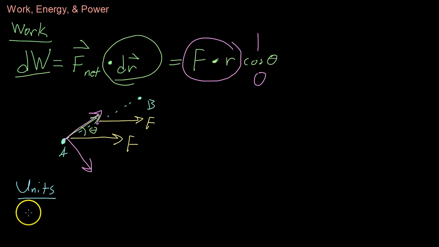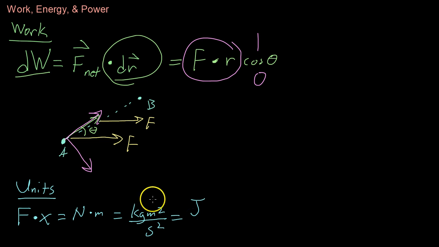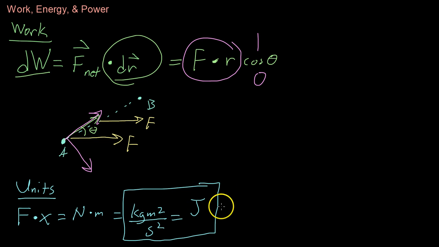Just as a quick note about the units, you'll notice it's a force times some length x, which, if you're using the SI units, would be newtons times meters. But we know that newtons are kilogram meters per second squared. So this becomes kilogram meters squared per second squared, which we abbreviate as the derived unit, joules, which is the unit for energy.